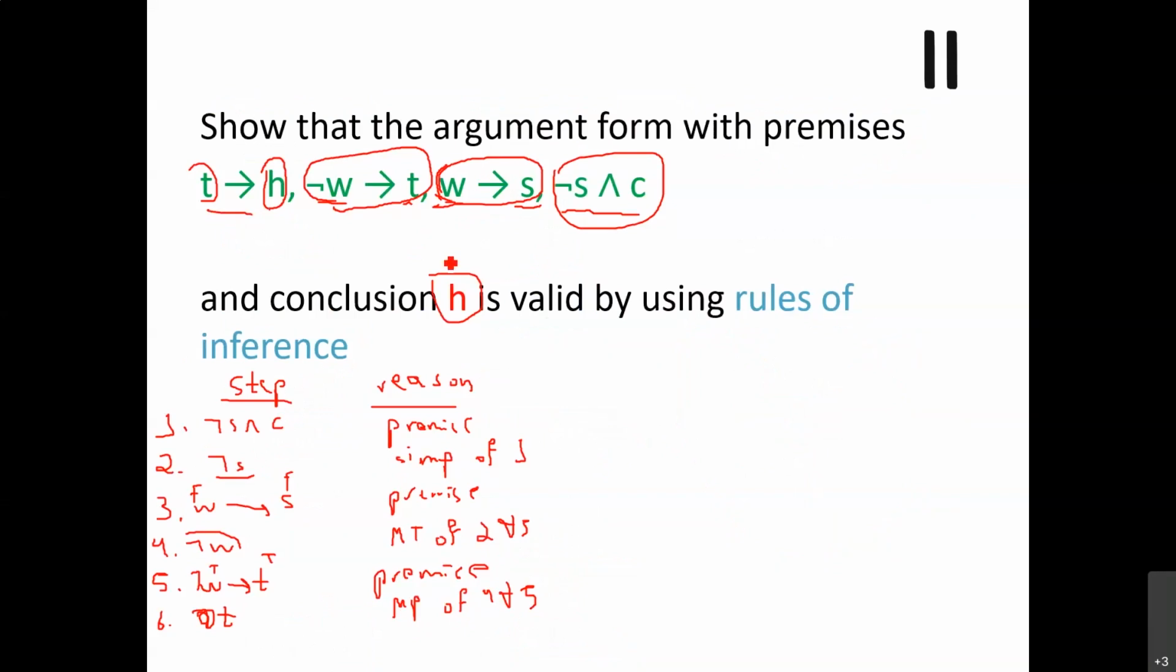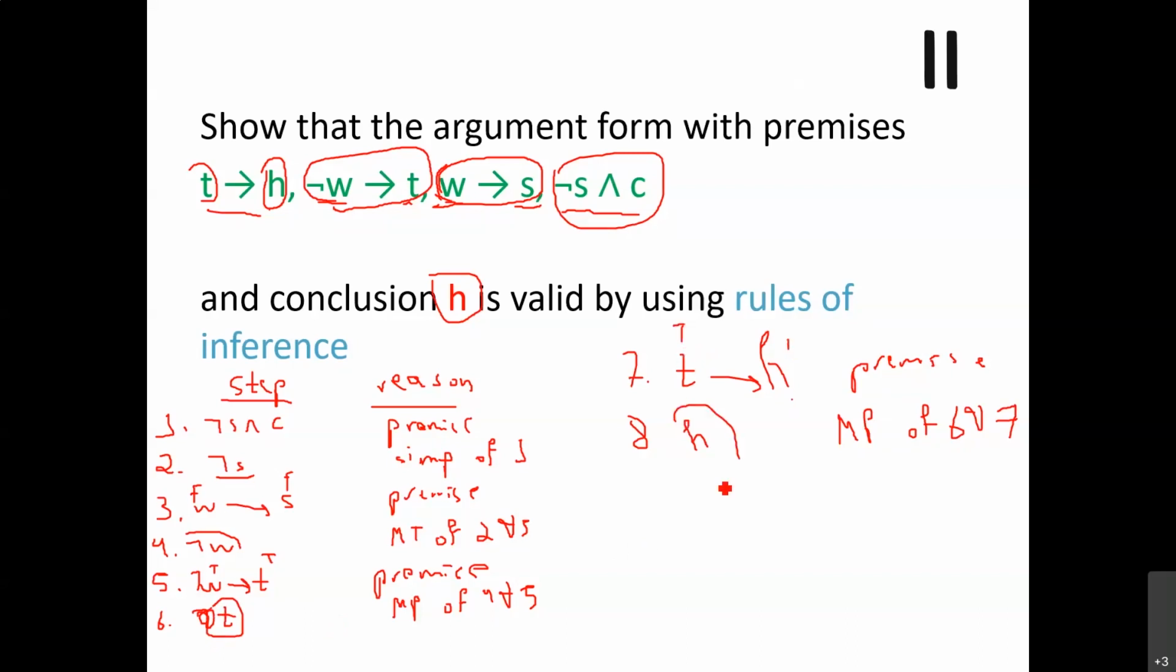Keep going. Step 7 says I have T implies H. Premise or hypotheses or rule, whatever. I can conclude, finally, I just have H because modus ponens of 6 and 7. Is that right? Yeah. So T is true. So H has to be true. That's how I conclude it. And that's that for this part. Okay. Moving on.